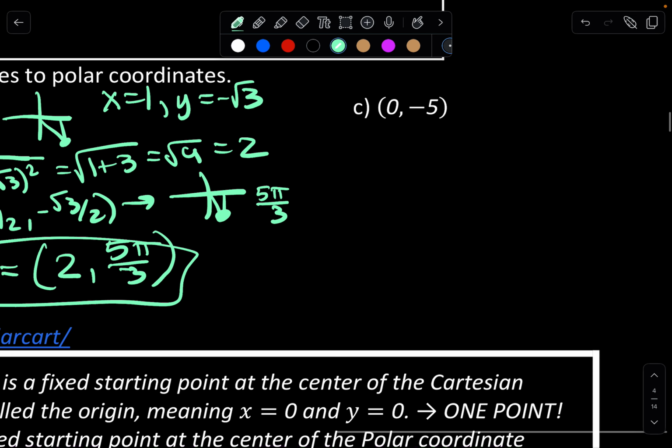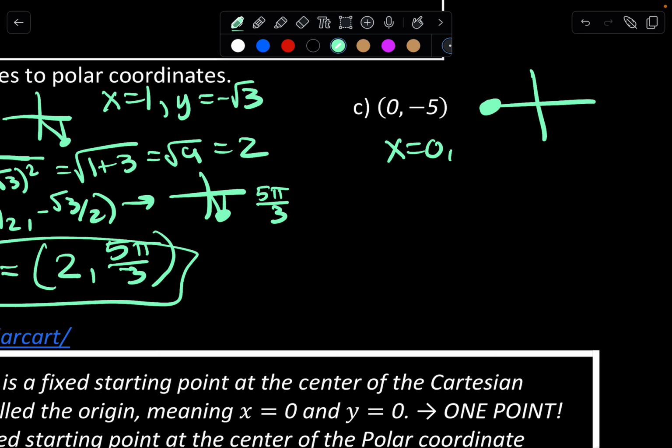And lastly, we have (0, -5). So you are not required to show all the work for all of these. I know x is 0, y is -5. If I want to get to this point in polar, there's multiple ways to do it. However, we want to try and stick with a positive radius and then an angle that's from 0 to 360, okay?